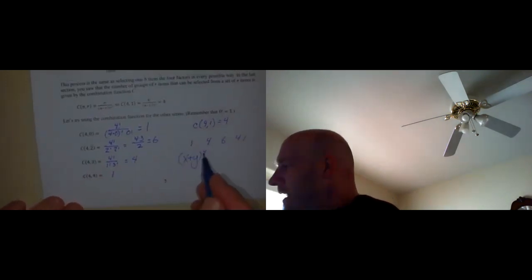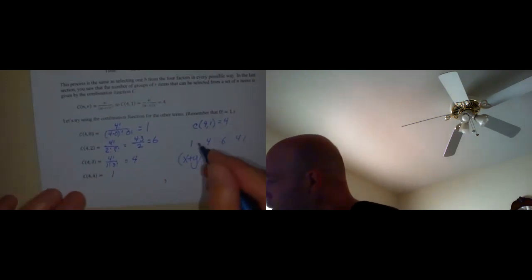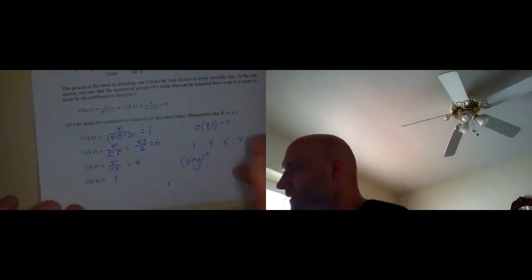Remember how many terms it'll have. It'll have one where x is to the 4th power, 3rd, 2nd, 1st, and 0th. So it'll have 5 terms, 1, 2, 3, 4, 5. All seems to work out.